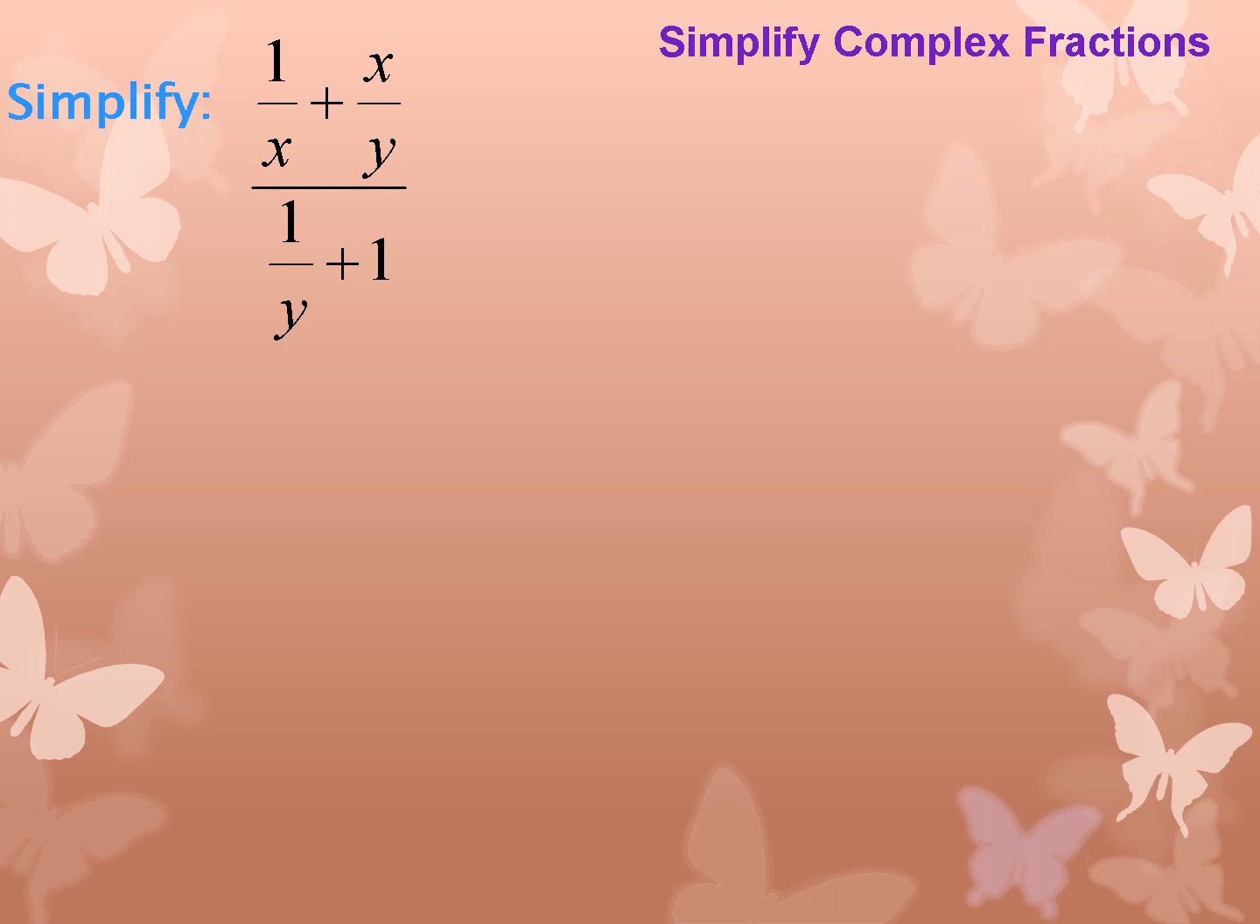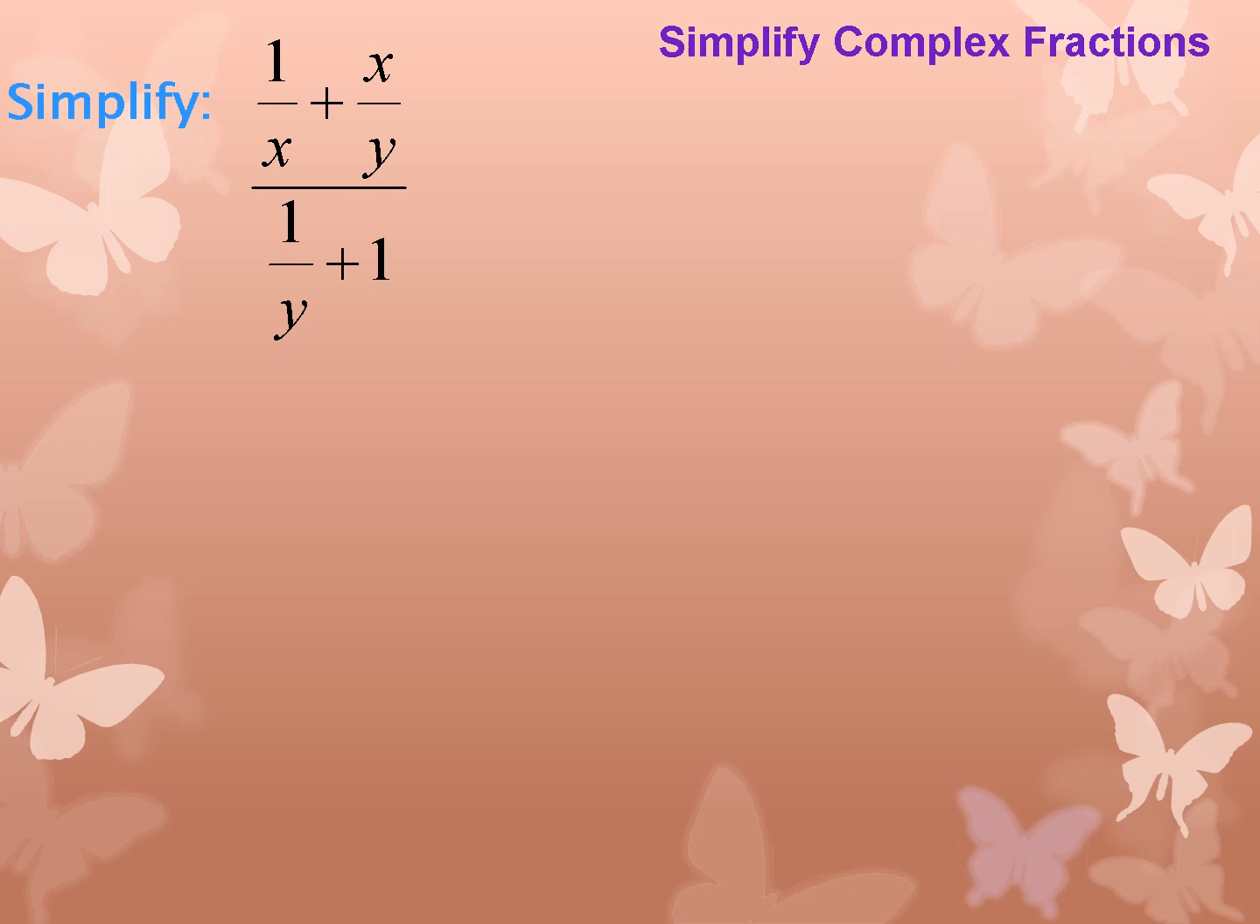Now, our problem is that they want us to simplify (1/x + x/y) all over (1/y + 1). You're going to notice that this looks very similar to the problem in multiplying and dividing that we looked at. And that's because, well, it is. So I'm going to review how to simplify it like we did in multiplying and dividing, and then I'm going to show you another way to simplify. So the first way is how we did it in the multiplying and dividing lesson last week.